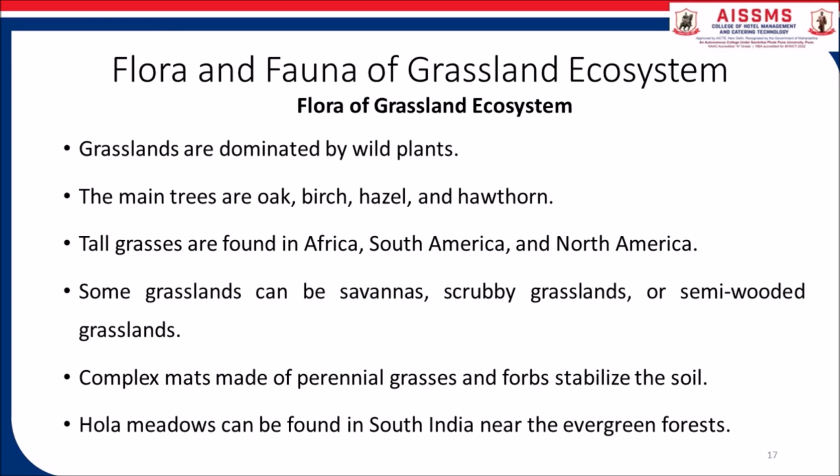Tall grasses are found in Africa, South America, and North America. Some grasslands can be savannas, scrubby grassland, or semi-wooded grassland as well. Complex mats made of perennial grass and forbs stabilize the soil of the ecosystem as well. Shola meadows can be found in South India in patches on the hillside near the evergreen forest.